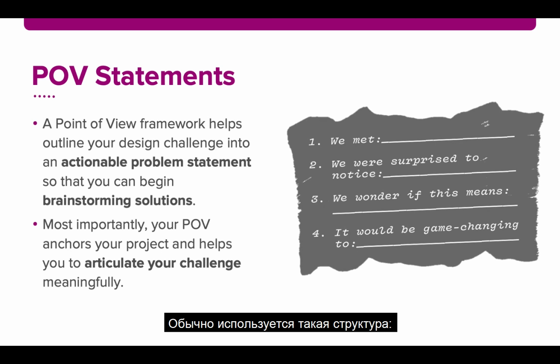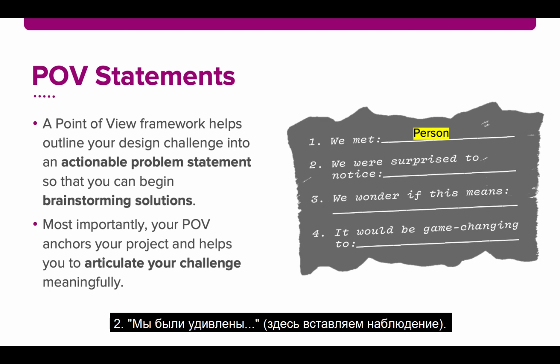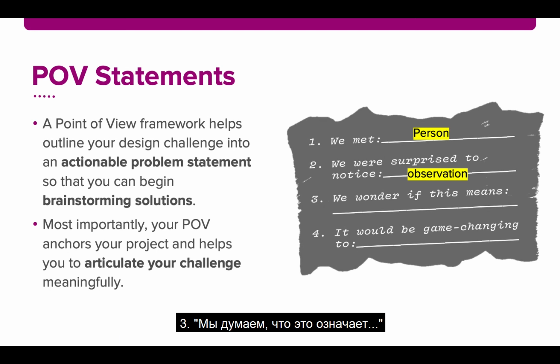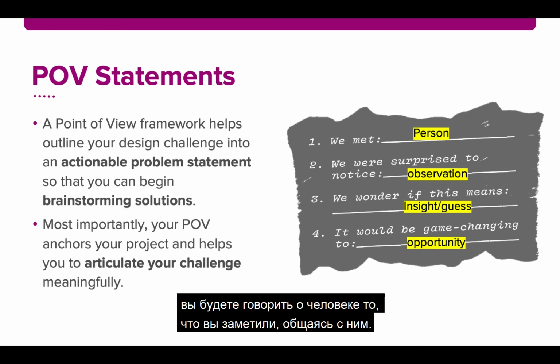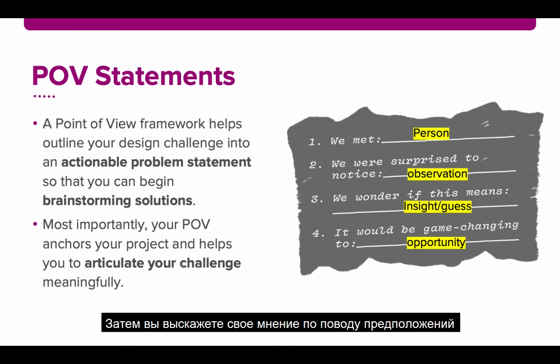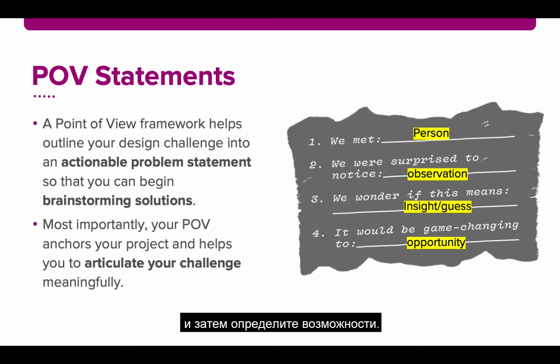Usually, it follows this structure. One, we met, and we will identify a person. We were surprised to notice, and we will embed an observation. We wonder if this means, and we'll embed an insight or a guess. And lastly, it would be game changing to, and we'll identify an opportunity. So, this is an exercise of fill in the blanks where you will refer to a person, something that you observed in engaging with that person. You will then guess what the insight is, and from there, you will derive an opportunity.